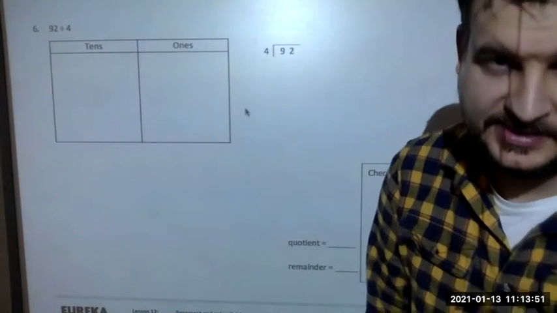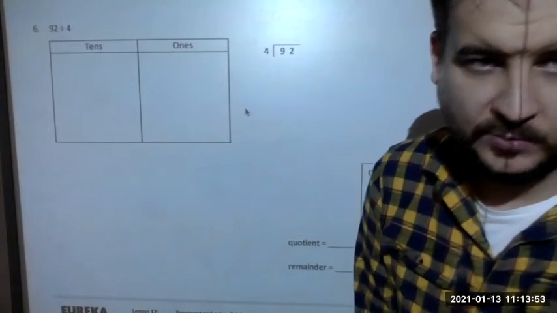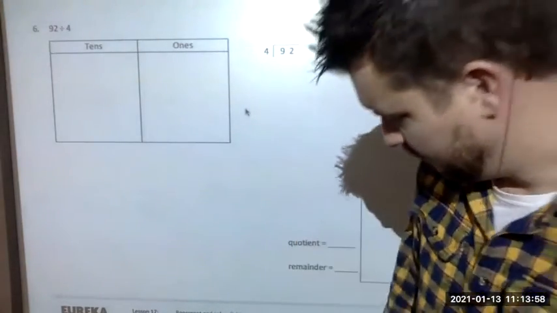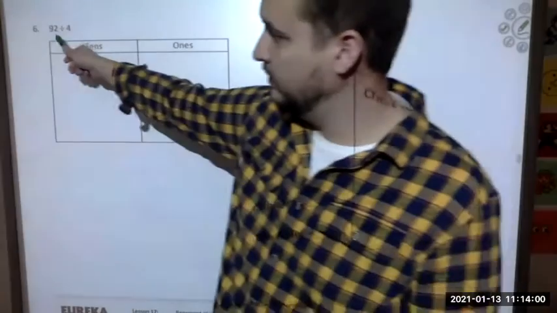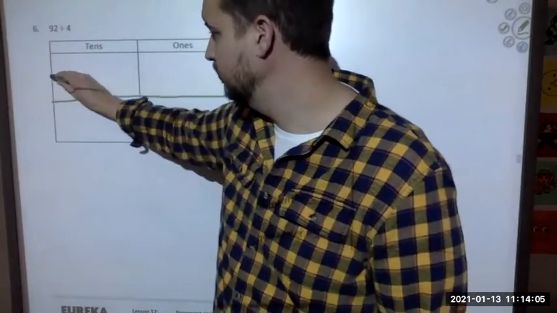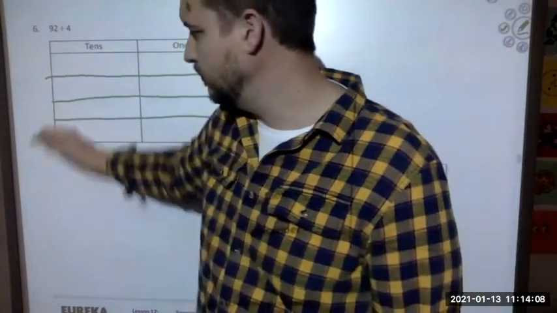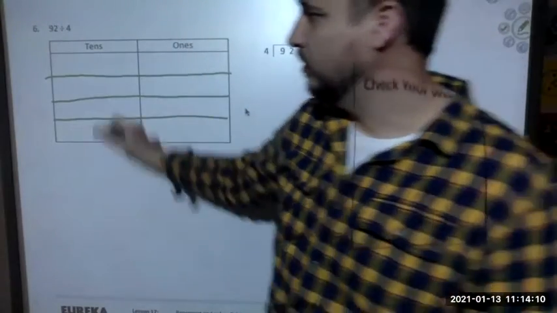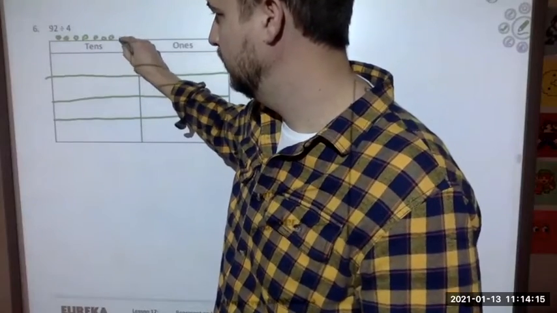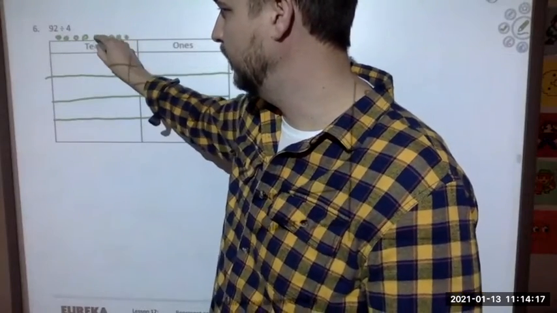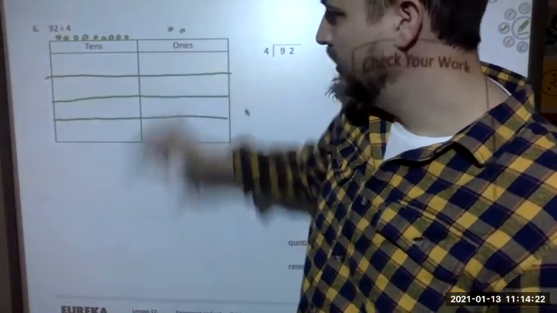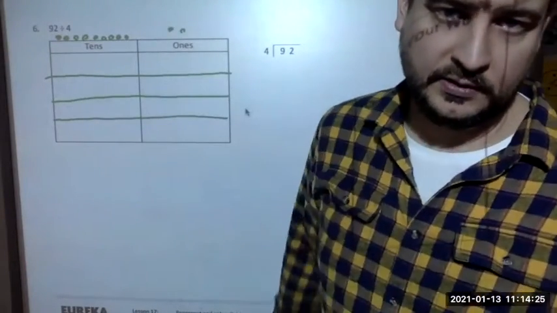So I skipped down to 6 of the problem set. We're looking at 92 divided by 4. So our dividend is right here. We're dividing by 4, so I need to make 4 equal groups. I'm going to draw 9 tens. 1, 2, 3, 4, 5, 6, 7, 8, 9. Yep. Don't know why I doubted myself. And 2 ones.